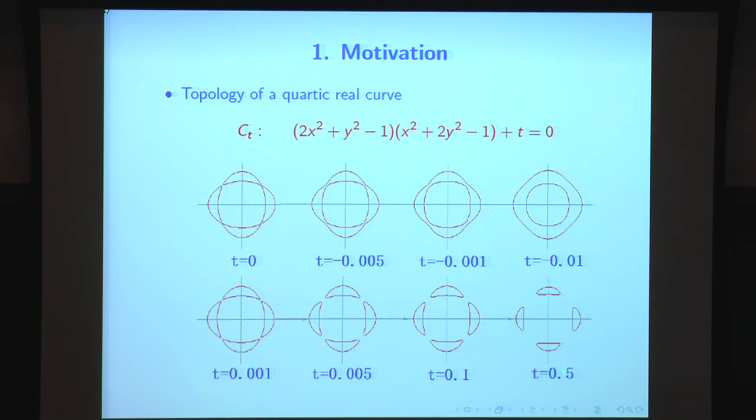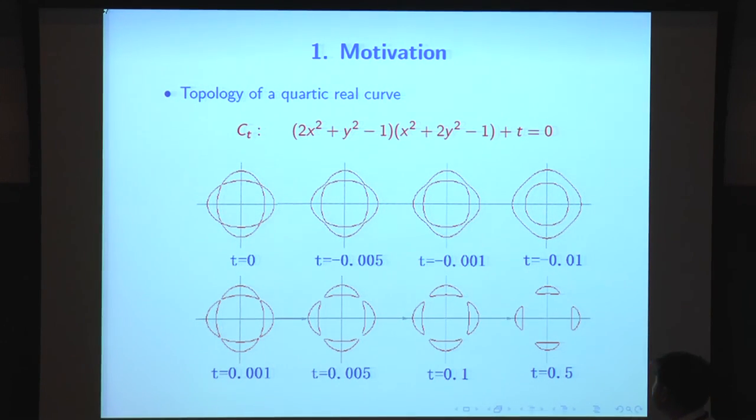If the limit is not negative but positive, for example 0.5, we get the deformation here. Let t go from 0 to 0.5, and we can see the deformation of the graphs. So finally, we get four components. So this is the method of continuous variation of the coefficients. Actually, this method is also used in the complex case.